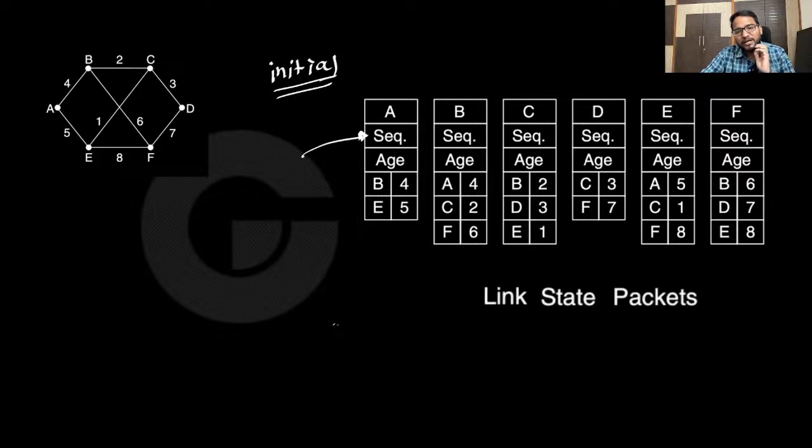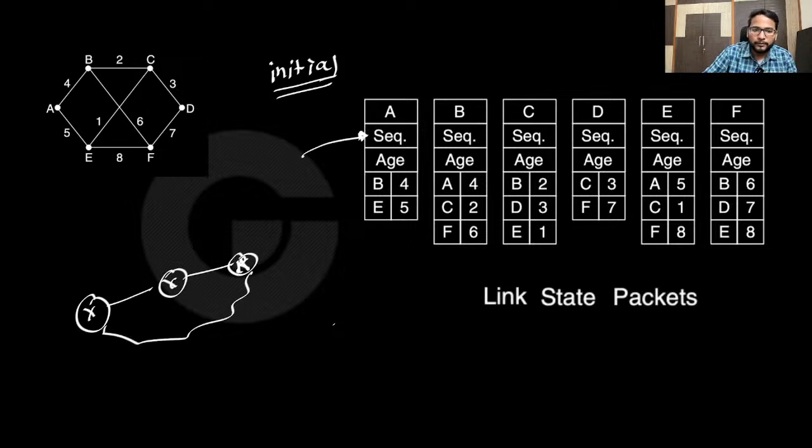See what is happening in LSR. Let's suppose these are some routers, and there are multiple paths between two routers, right? Let's suppose there is one path which is this one, one path which is this one, and there is another path which is this one. Suppose that this path is very slow, this path is slow, and this path is fast.